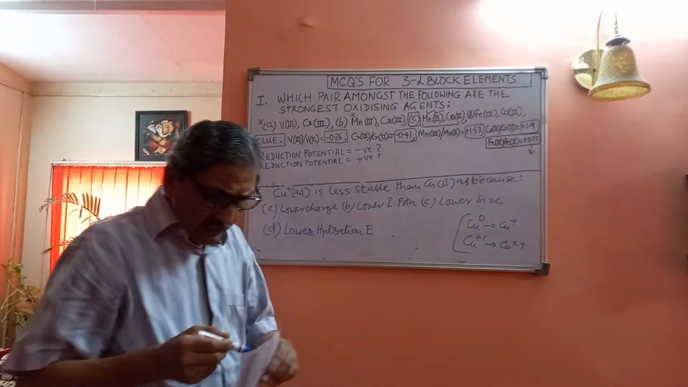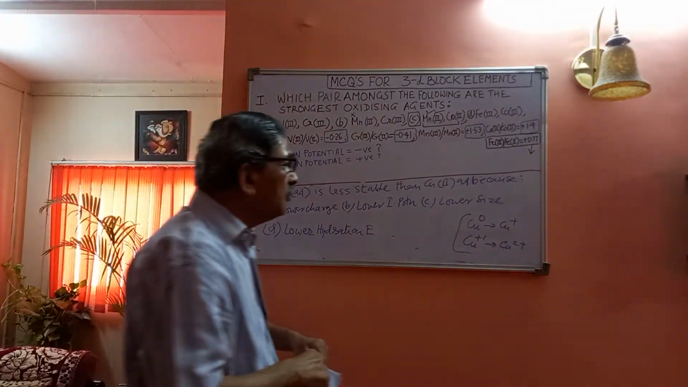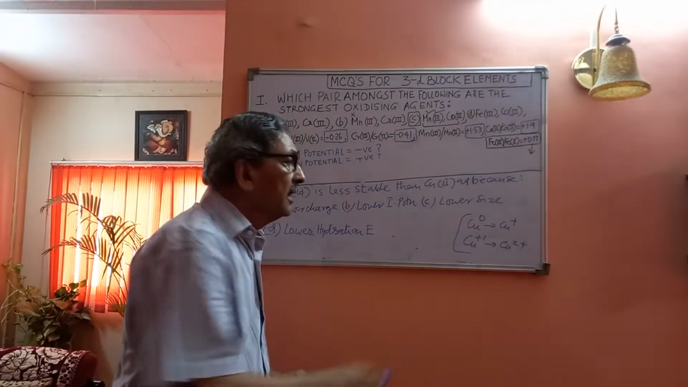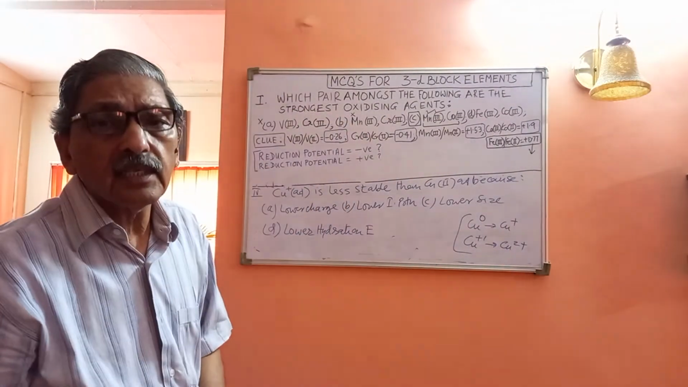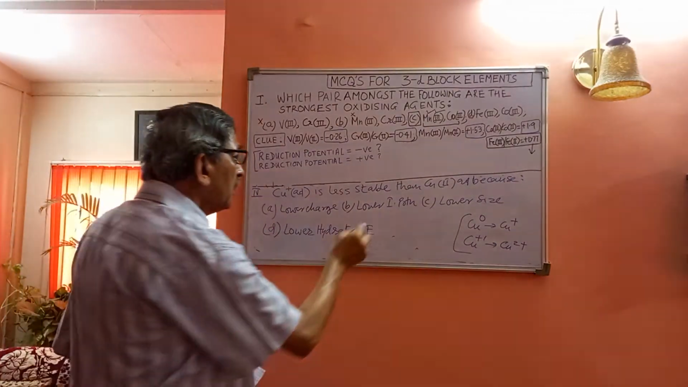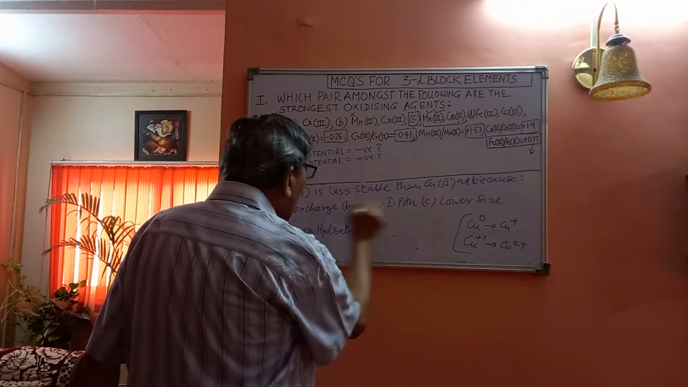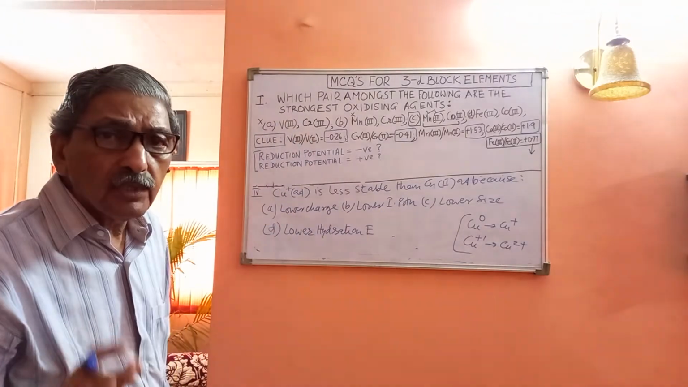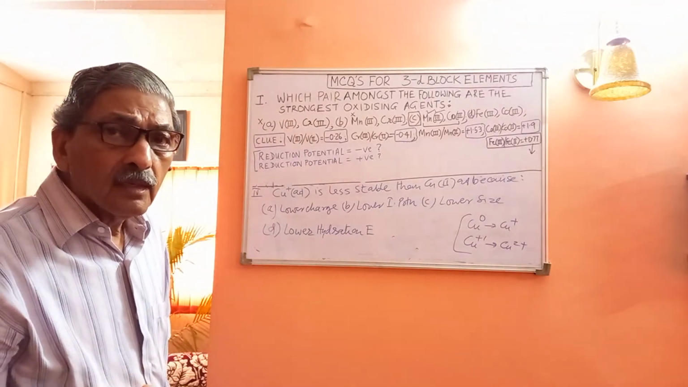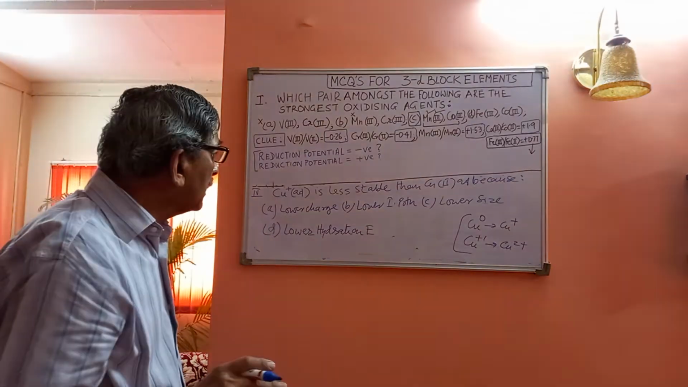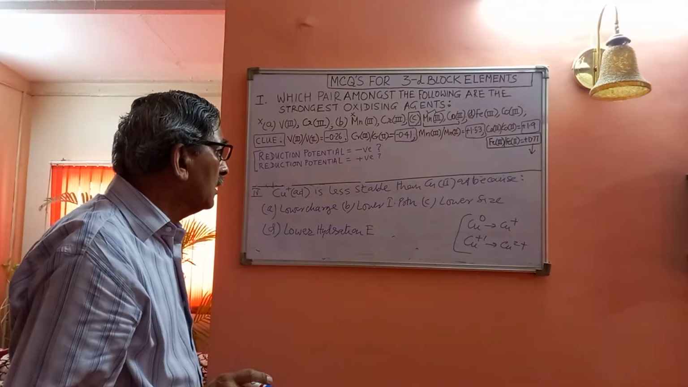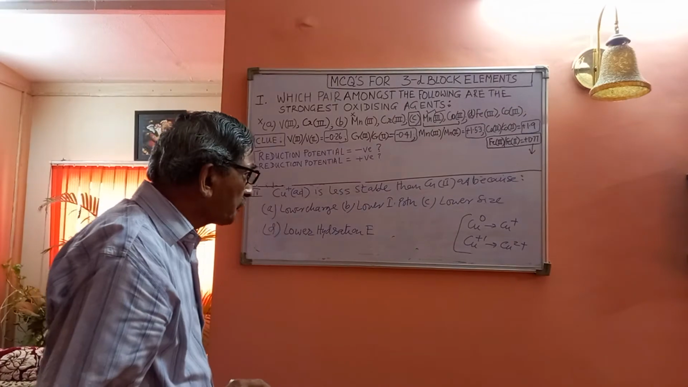So what we are saying is that, of course, in this case you have the first ionization potential, in this case you have both the first and the second ionization potential. So ionization potential is also lower. So this is also correct, this is also correct, yet these are not the right choices. And let us understand why it is not the right choices.